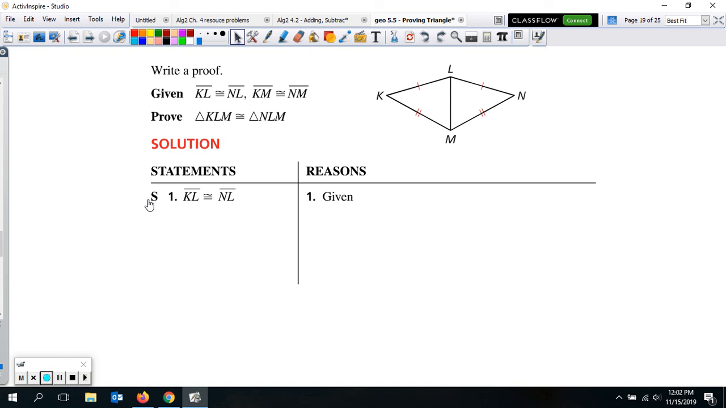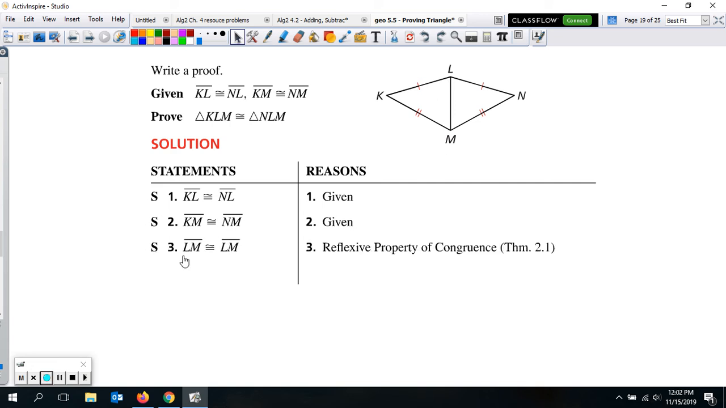So we can use SSS. We're trying to use SSS or one of these shortcut ways, and since it's all about sides, there's nothing in here with angles, we're going to use SSS. We have another S right here from KM is congruent to NM. So there's two S's. We need the third S, and that's what I was telling you at the beginning. LM is congruent to LM because of the reflexive property. So now we have SSS.